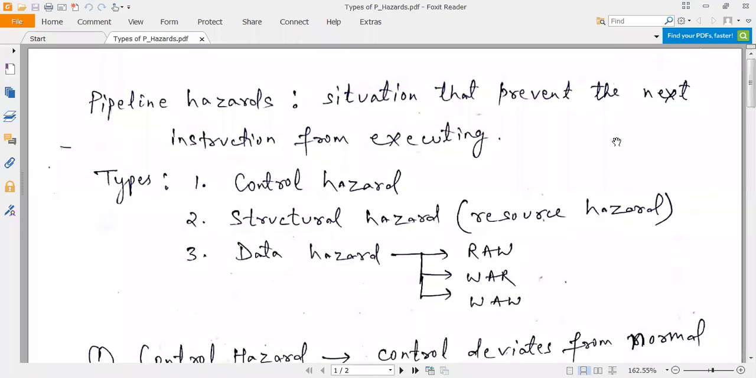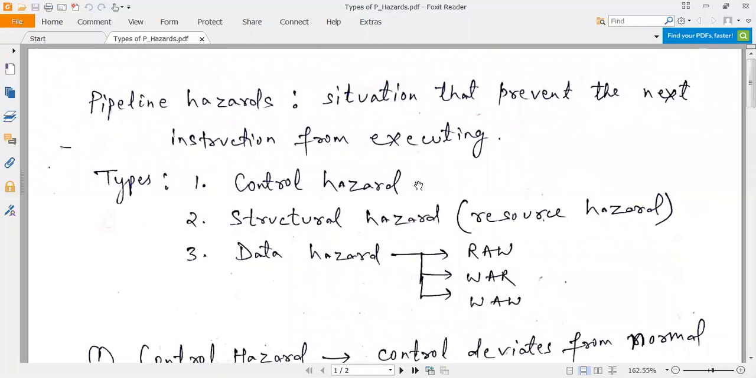Good morning, students. In the last lecture, we discussed pipelining hazards. So, let's discuss the pipelining hazards in detail. First, pipelining hazards: it is a situation that prevents the next instruction from executing. That means it is a type of barrier or obstacle that prevents the next instruction from execution. We don't allow the next instruction to get executed. So it is a type of barrier that decreases the performance of the pipelining.